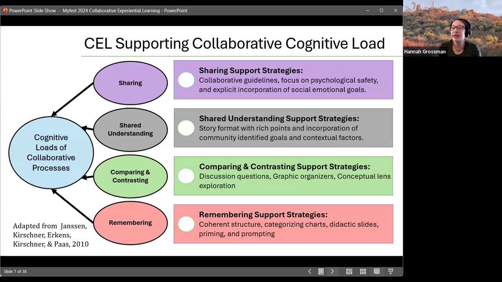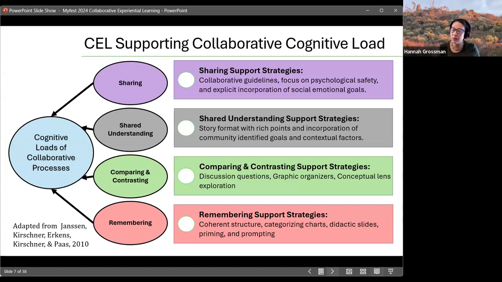So when we're talking about collaborative cognitive loads, there are a number of different pieces of work associated with collaboration that it's helpful to think about. I'm going to explain the load and why it needs to be thought about. Then I'm going to talk about how I use support strategies for that load within collaborative experiential learning.